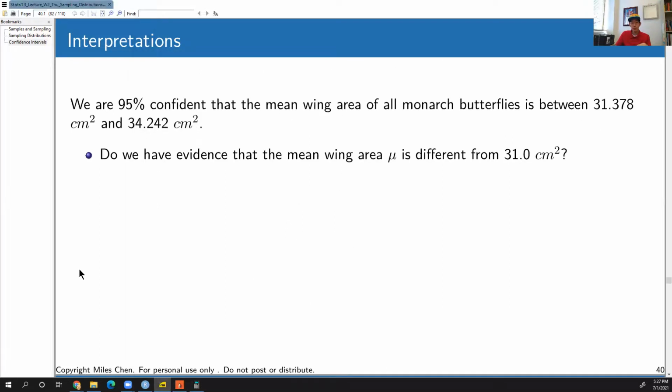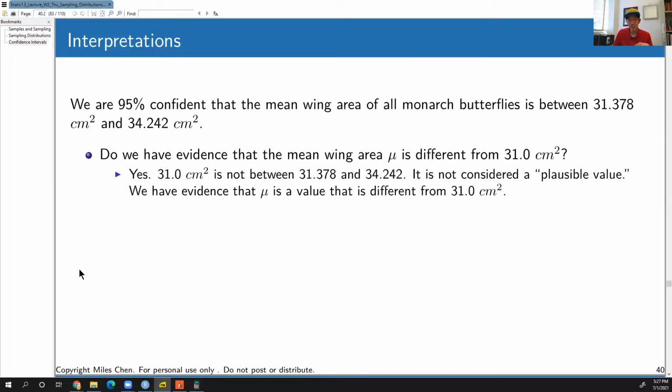Okay. So 31.0 is outside of my interval. I would say it's not between 31.378 and 34.242, so it's not a plausible value. I'm pretty confident I have evidence that the mean is something other than 31.0. I'm confident that the mean is between 31.378 and 34.242, some value in there. I don't know exactly what it is, but it's likely to be some value in there. And I'm pretty sure it's not 31.0.